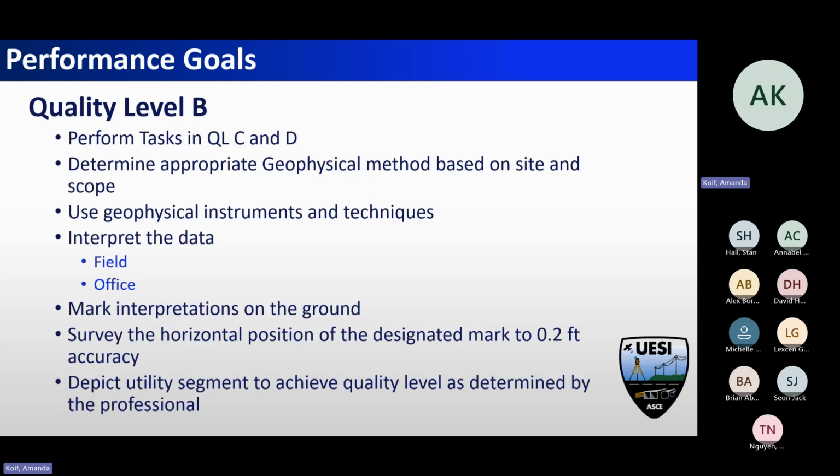By level B, it gets a little more tricky, because now you're relying on field staff, records, and then your own judgment of how that line is put together. Did we use the right type of geophysics to find that line to where we're able to mark it and then survey it to that accuracy as well? So not only do we have to look at that survey data, we need to check it ourselves to make sure that the surveyor didn't have a bust in theirs.